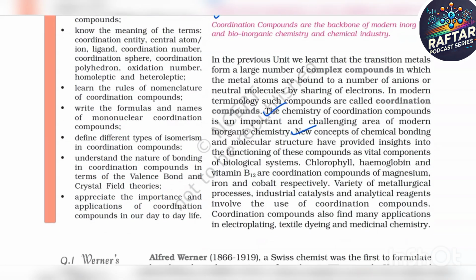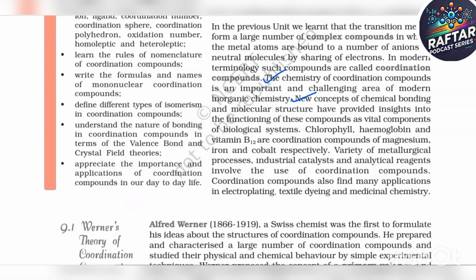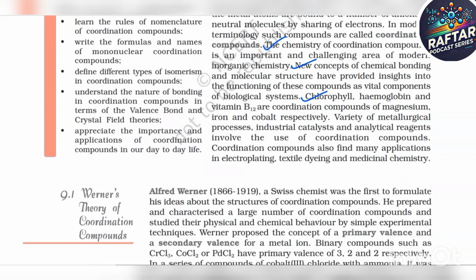New concepts of chemical bonding and molecular structure have provided insights into the functioning of these compounds as vital components of biological systems. Chlorophyll, hemoglobin, and vitamin B12 are coordination compounds of magnesium, iron, and cobalt, respectively.